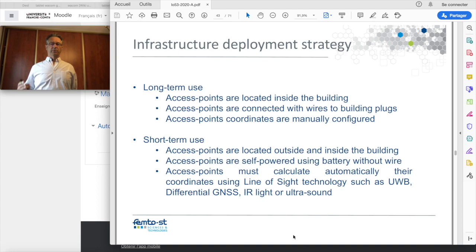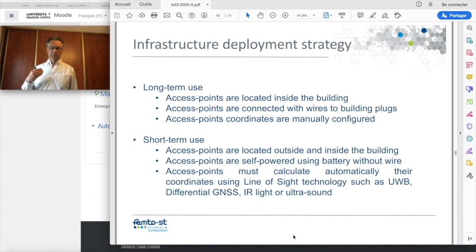So when you deploy an infrastructure, you need to know if you are going to use a long-term positioning system, or a short-term positioning system. If you use a long-term application, you need to locate your access points inside the building, connected to wires inside the building, and fill in the coordinates of each access point manually.